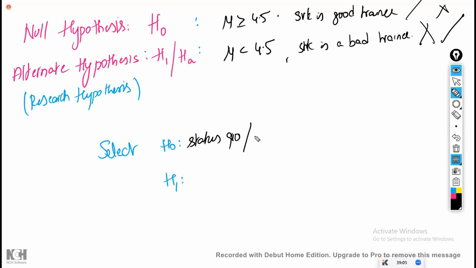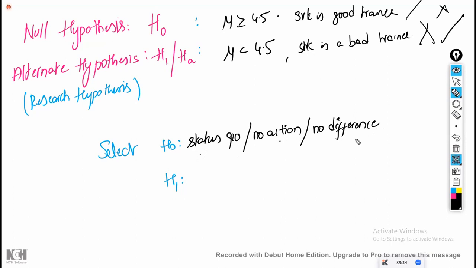Second one is no action. For which statement you will not take action, that statement should be the null hypothesis. For which statement you will take action, that one should be the alternate hypothesis. Third option, no difference. By using these three, you can easily identify the null and alternate hypothesis: either status quo, no action, or no difference.